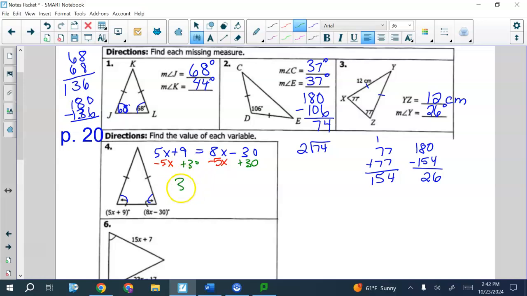So it's going to say 39 equals 3x. And then one more step to get x by itself, we can divide both sides by 3. So x is 13. Now technically this one you don't need degree or centimeters because the label is already on the answer, 8x minus 30. So if we plug 13 in, then we would get what the whole angle was.